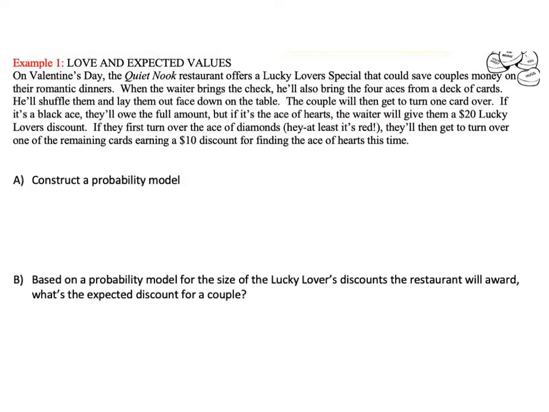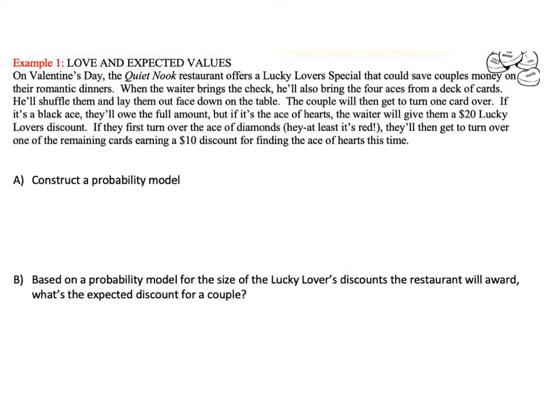So random variables are easiest to understand with examples. On Valentine's Day, the Quiet Nook restaurant offers a Lucky Lovers special that could save couples money on their romantic dinners. When the waiter brings the check, he'll also bring the 4 aces from a deck of cards. He'll shuffle them and lay them out face down on the table. The couple will then get to turn 1 card over.